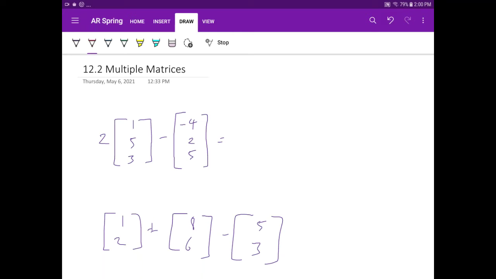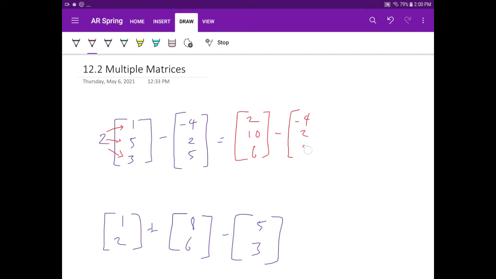Matrices. We'll cover all the rest of the matrices here. First thing here, you have multiplication, so this 2 goes to all of these. So 2 times 1 is 2, 2 times 5 is 10, 2 times 3 is 6. So that becomes this, and you're subtracting here.